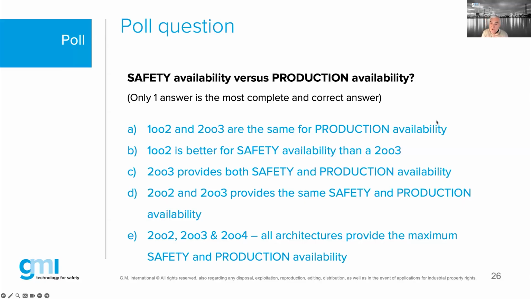If one of those 2 out of 2 channels has a dangerous failure that is not detectable, you will never be able to go to safety. So the last one was wrong. The answer was E. Then let's start at the top.